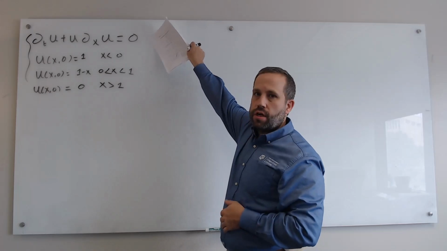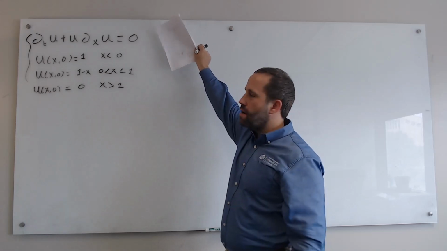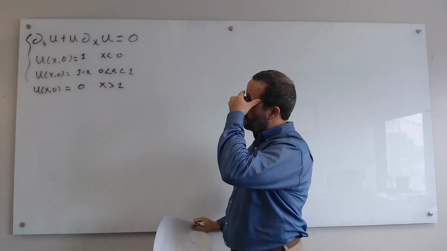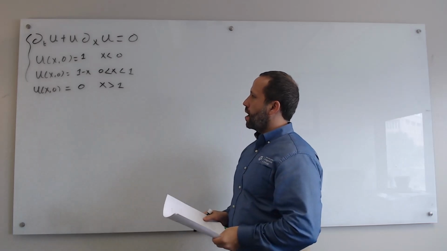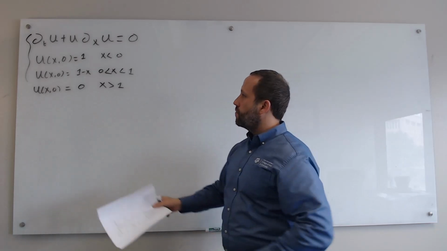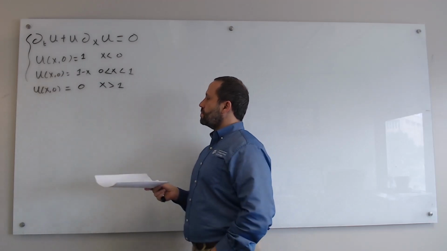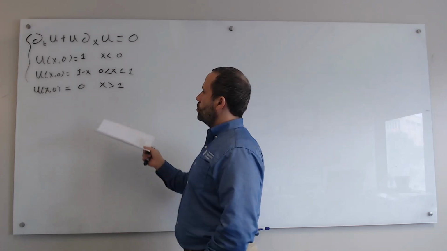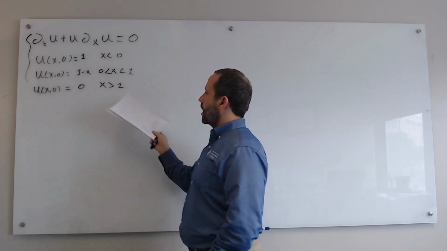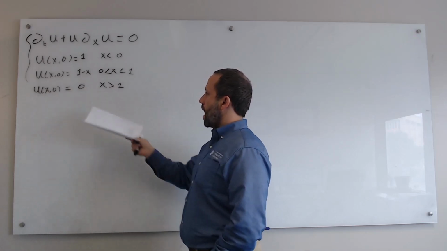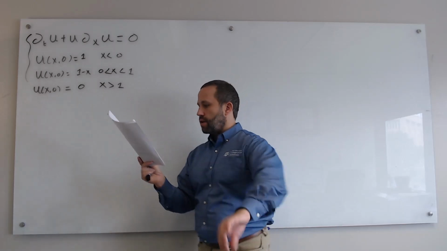Standard equation, we're going to assume it comes from a flux f of u equals u squared over 2. But look at our initial condition. u of x, 0 is equal to 1 for x less than 0. It's equal to 1 minus x for x between 0 and 1. And it's equal to 0 for x greater than 1.